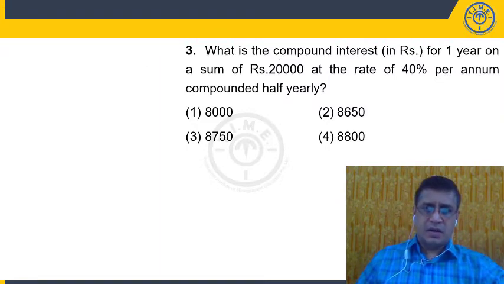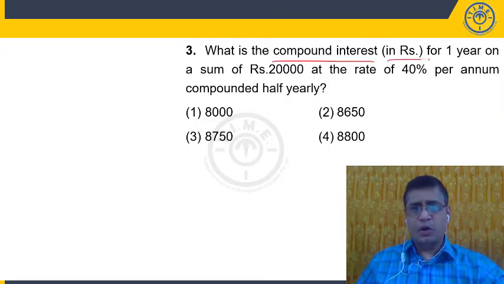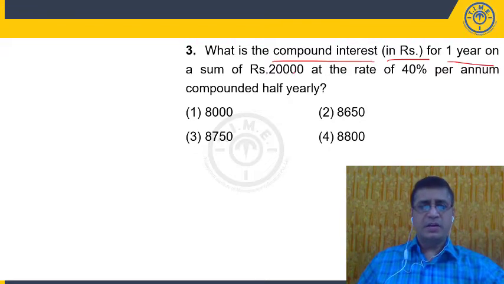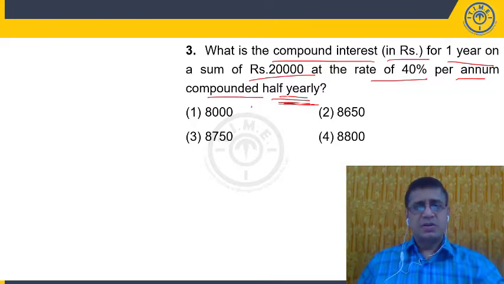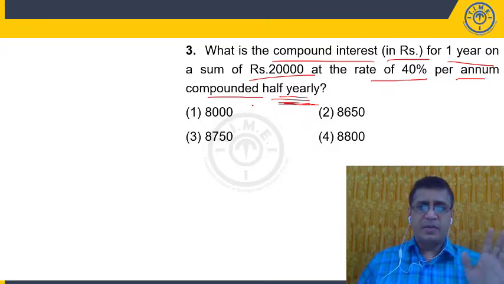What is the compound interest in rupees for 1 year on a sum of rupees 20,000 at the rate of 40% per annum, compounded half yearly? Yes, my dear student, please look at the question carefully. Compounded half yearly, compounded for every 6 months, compounded semi-annually, all are same. What is the meaning here?